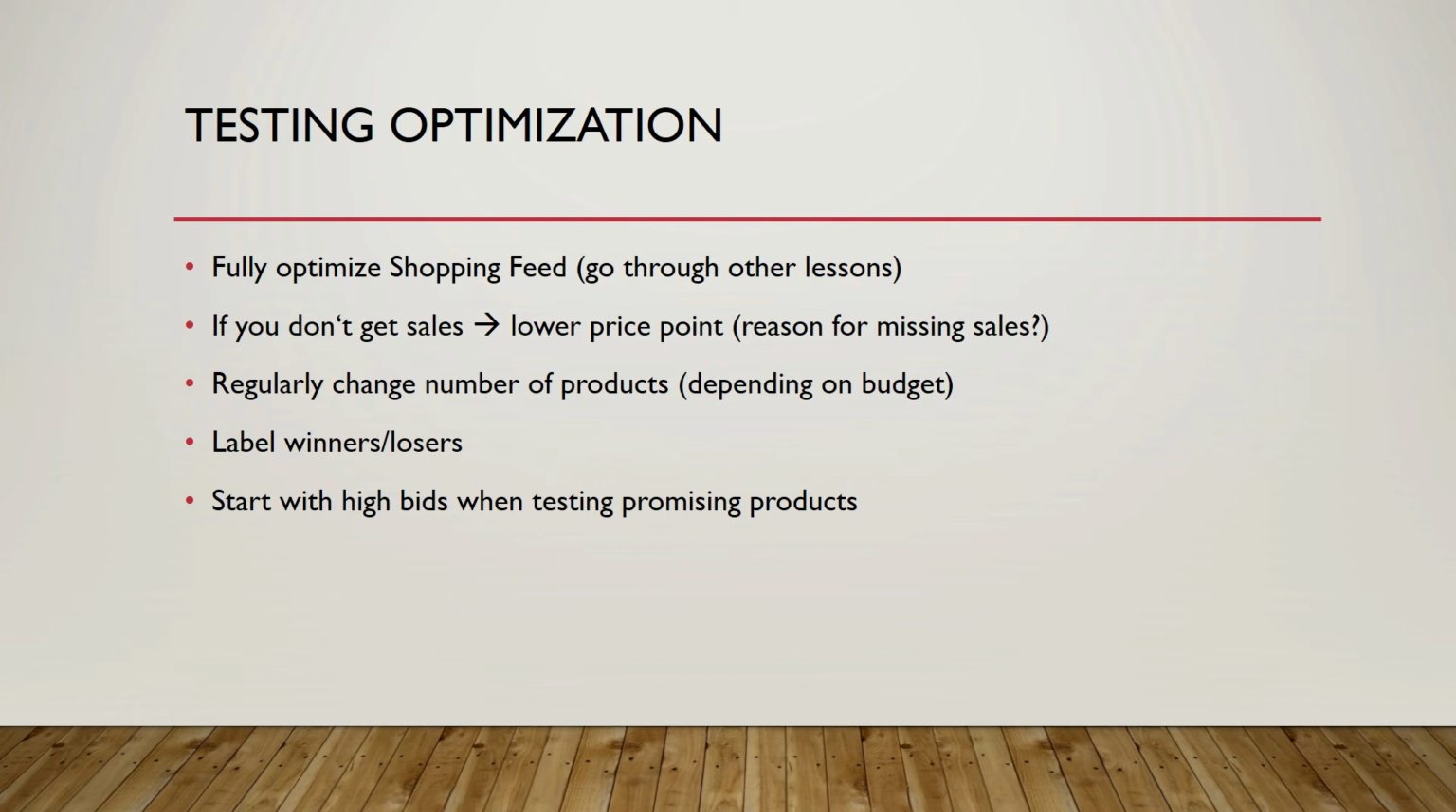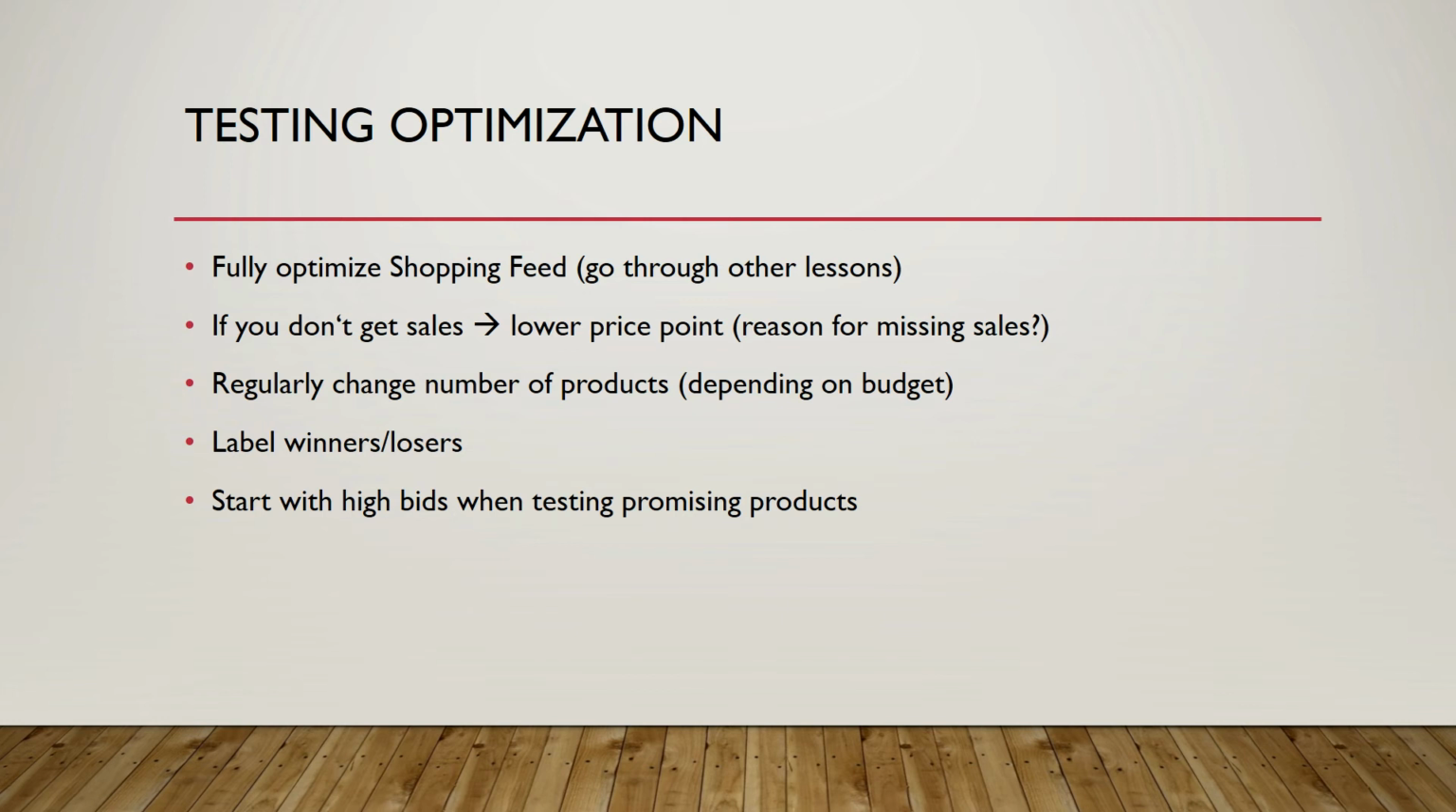Regularly change the number of products, of course, depending on your budget. If your budget is high, you can test probably 50 products at once or more. If your budget is very low, don't test much more than 5 to 10 products, because you need to hit statistical significance very quickly. You can only say whether a product performs well or not if you hit statistical significance.